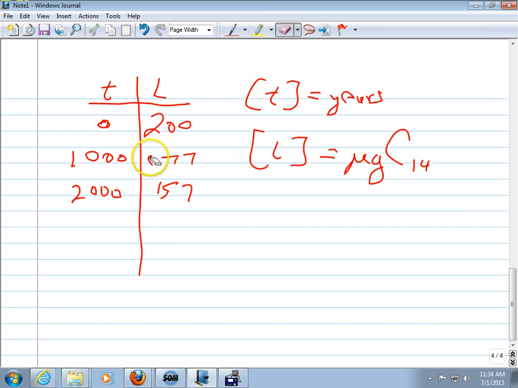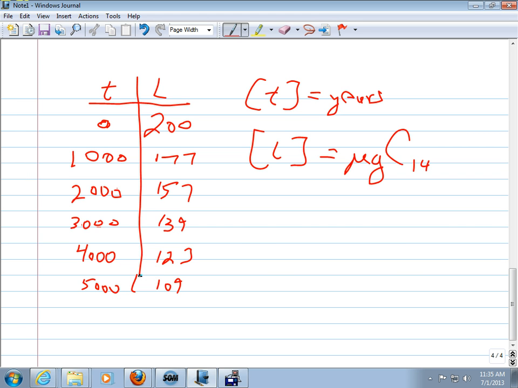Let me fix that. This is a mess. After 3,000 years, if you're dating something that's supposedly 3,000 years old, you would expect to see 139 grams of carbon-14 left in the organism. That's not a 3. Wow. My kingdom for a real smart board. And at 4,000 years, it decays to 123. And in 5,000 years, it decays to 109.